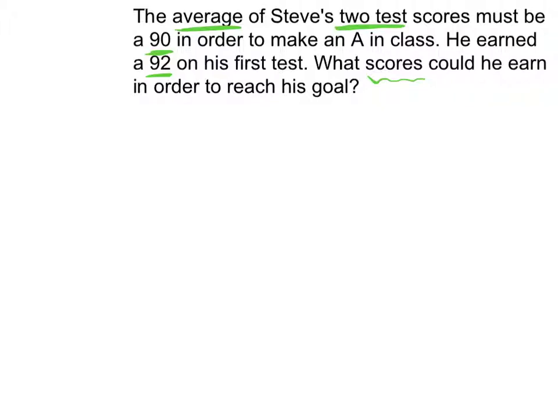So, when we're finding averages, you add things together and divide by however many there are. So it says two test scores. So we know one of his test scores is a 92, plus his other test score, I don't know what it is, so I'm going to call it X. Now averaging, divided by how many there are, means divided by 2. And his goal is to have an average of 90. Now it says he has to have a 90 in order to make an A.